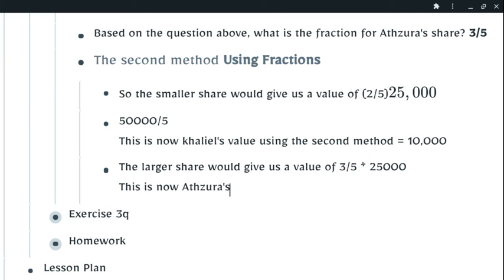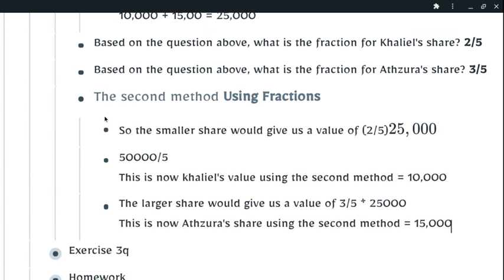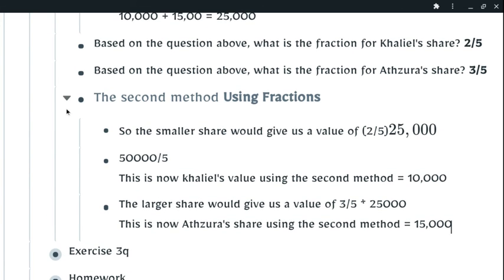So this is now Azura's share using the second method, which would be 15,000. Right. And that's the sum up of everything. Okay? That's practically what proportion is.